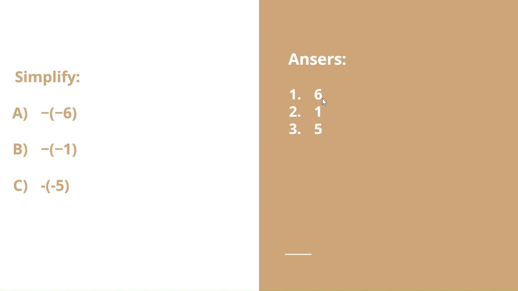Okay. The answer is 6, 1, and 5. Just as I said before, the opposite of -6 will be 6, and the opposite of -1 will be 1. Opposite of -5 will be 5. So you can see that -6 is the opposite of 6, and the opposite of negative 6 will be the opposite of 6, which is 6.